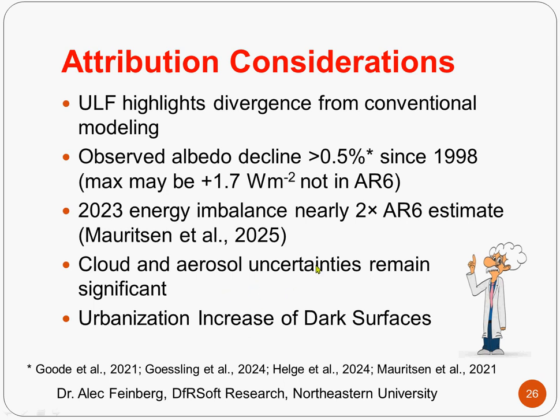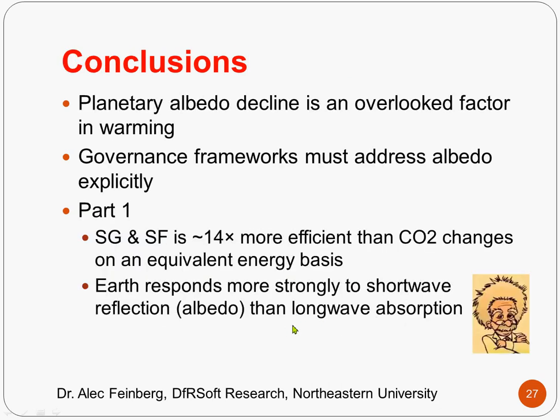Also, urbanization doesn't help with the dark surfaces. So, in conclusion, the planetary albedo decline is an overlooked factor, and the linear model helps explain where the overestimates are. And when you do these general circulation models, they do have to make attribution estimates, and so the linear model would be helpful in terms of that.